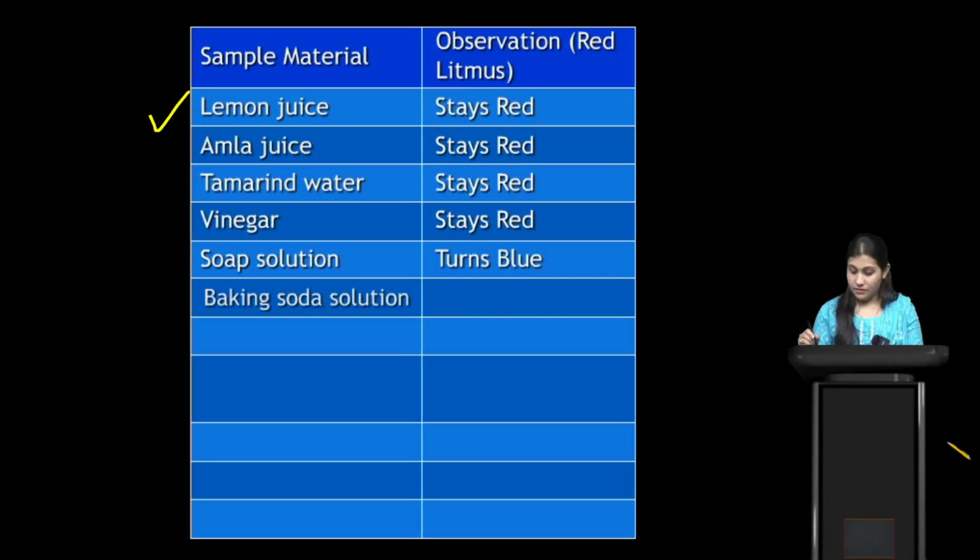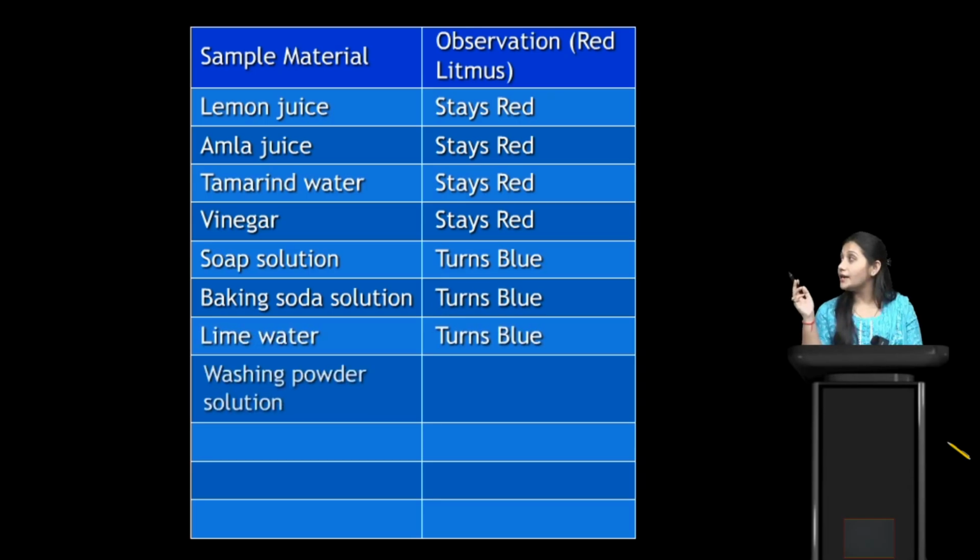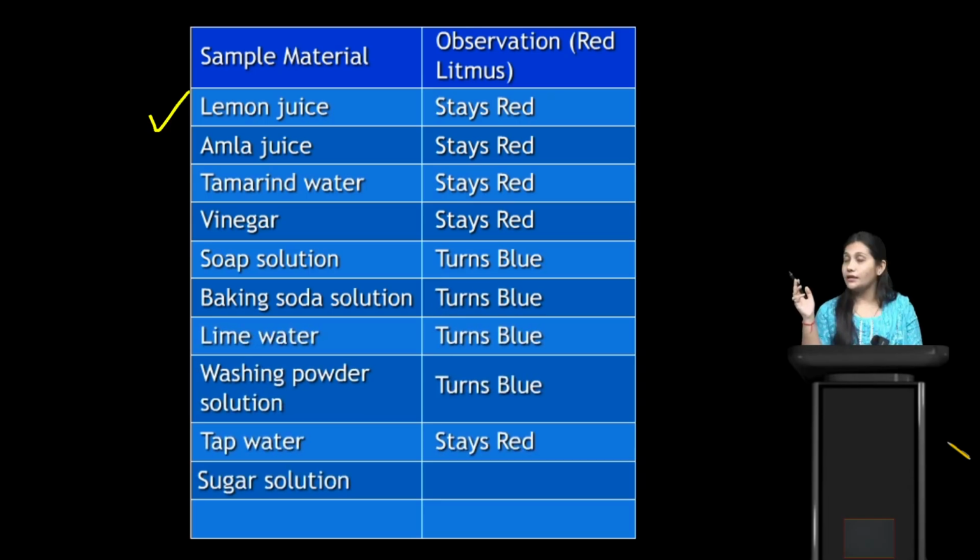So this is the table of sample material and observation. The first column is the sample material and the second column is the observation. Before this table we have seen the blue litmus paper, and now in this table we will see the observations of the red litmus paper. So the first one is lemon juice.